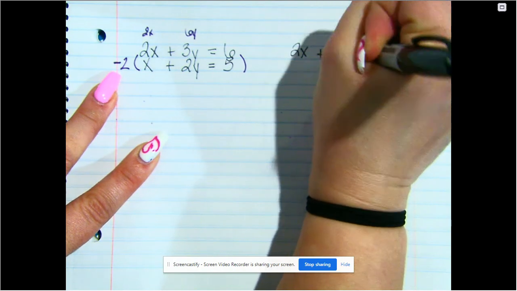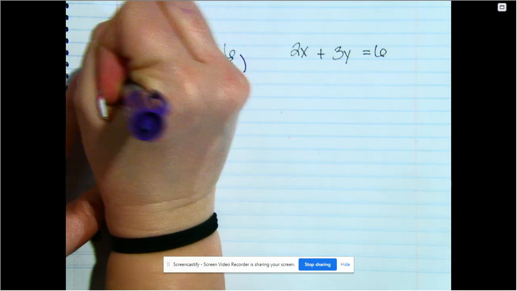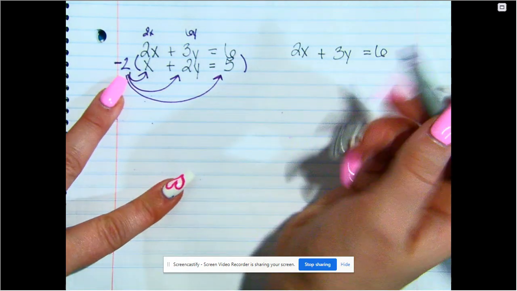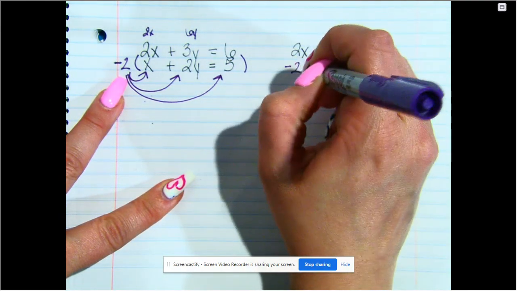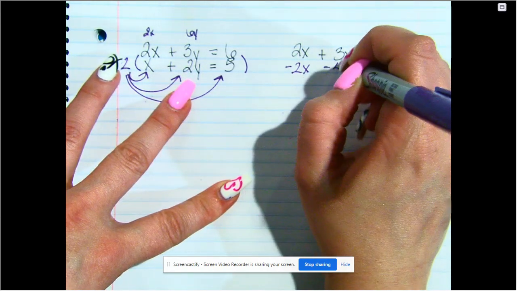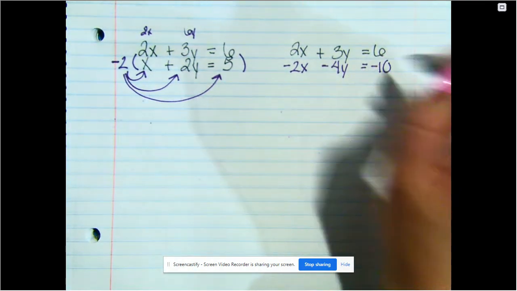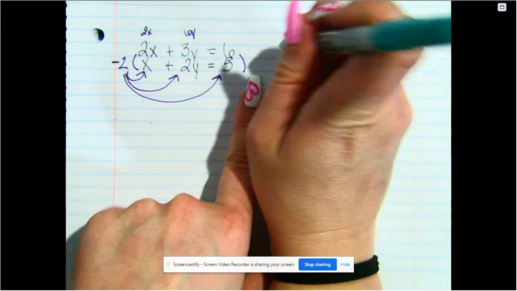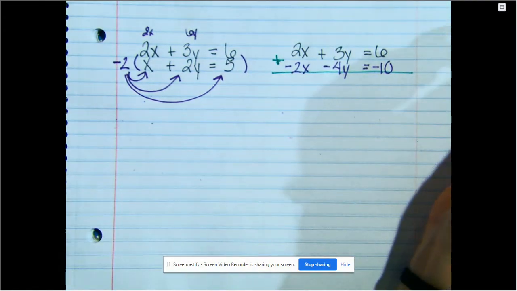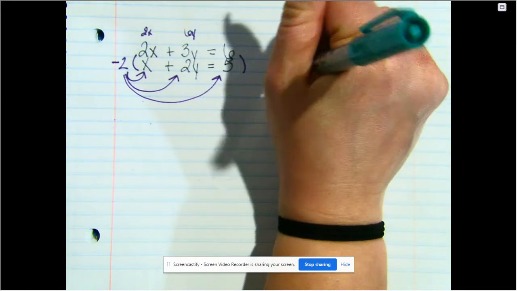Okay, so the top one stays. 2x plus 3y is equal to 6, and the bottom one's going to change. Negative 2 times x, negative 2 times 2y, negative 2 times 5. Okay, so negative 2 times x is negative 2x, negative 2 times 2y is negative 4y, and then negative 2 times 5 is negative 10. Okay, so from here, if I add them, it will create that zero pair or eliminate a variable, okay, because 2 plus a negative 2 cancels.